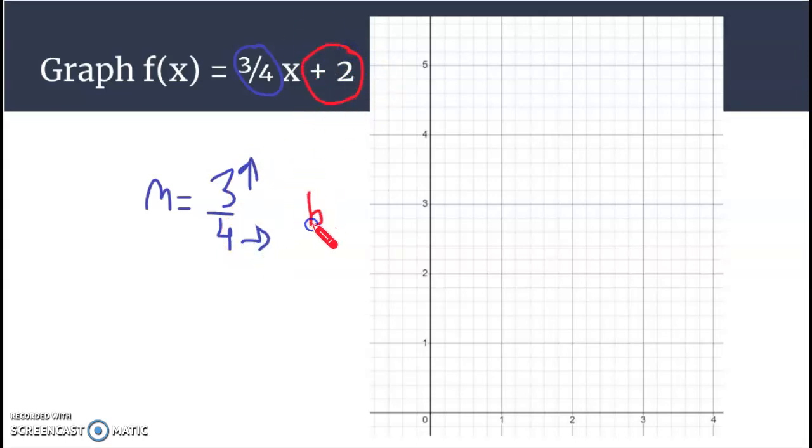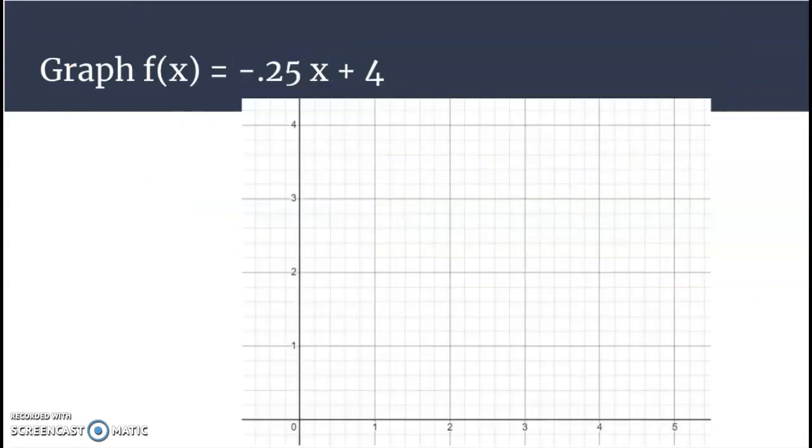Y-intercept b is 2. We're going to put a dot at 2. And then we'll use the slope to find another point. Up 3, 1, 2, 3, right 4, 1, 2, 3, 4. And let's make another straight line connecting these two dots. And there's the graph of our function. Look at another one here.